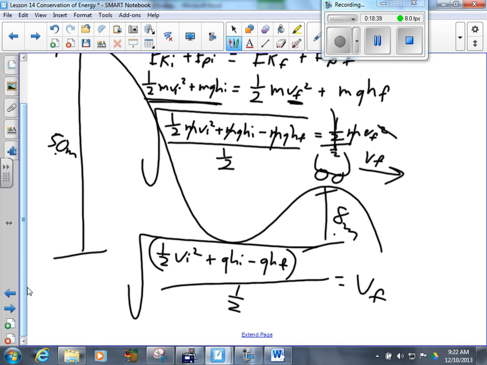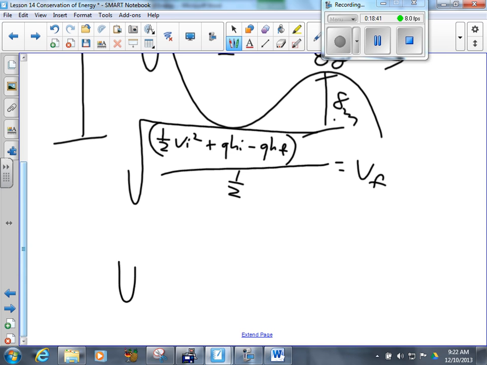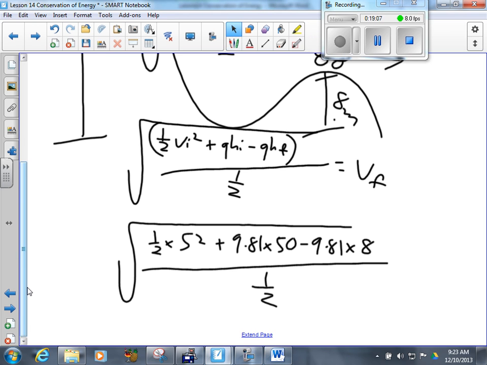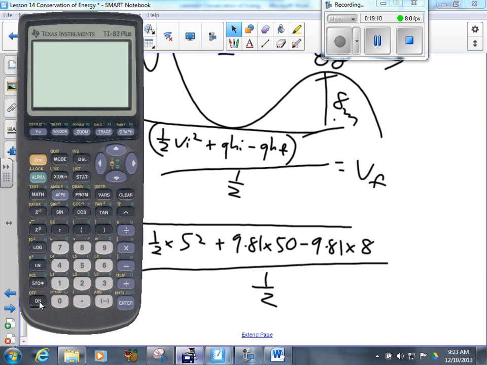VF. Okay, if I plug in my numbers, then it looks like this. 1/2 times 5 squared plus 9.81 times 50 minus 9.81 times 8, over 1/2. So this 5 here was the initial velocity, this 50 was the initial height, this 8 was the final height. All right, now I can plug it into my calculator.